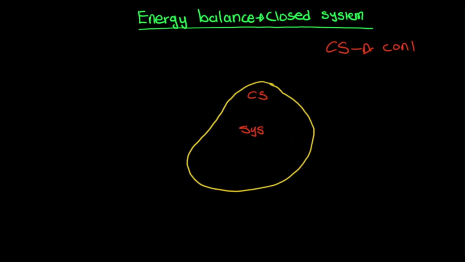It's also known as a control mass, meaning that the mass is fixed. The mass in a control system is fixed. Mass is fixed. It does not change. That's beautiful. So that's our system.